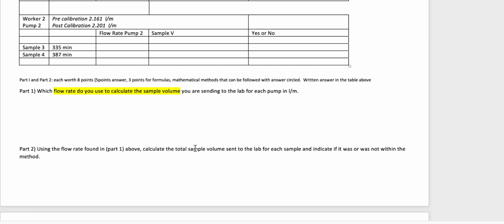Calculate the total sample volume, and you would of course continue it for the ones that are down here, making sure that you note that there is a different pre and post calibration because you have two different pumps, and indicate whether it was within the method or not. So here our method tells us that we can sample for total metalworking fluids at 2 liters per minute, and we were close to 2 liters per minute, and that we have a minimum sample volume of 768 liters.